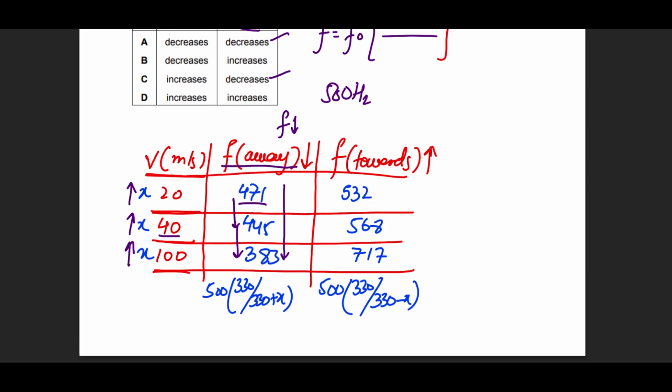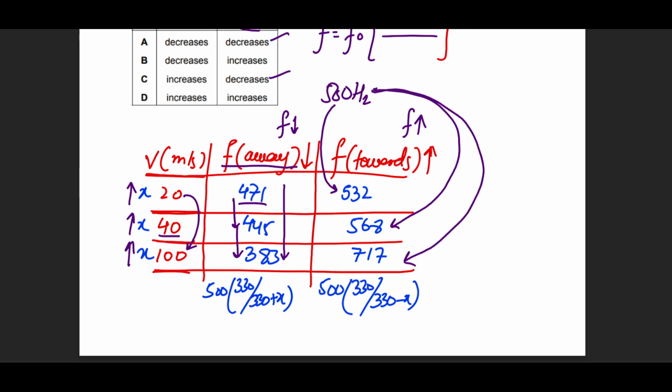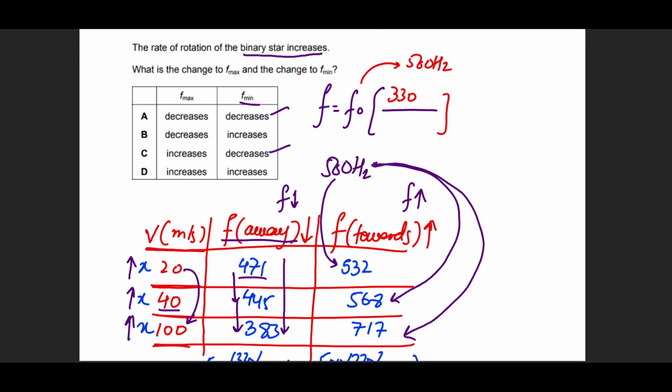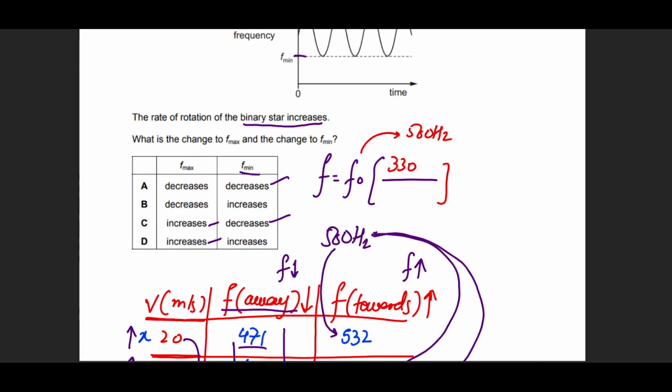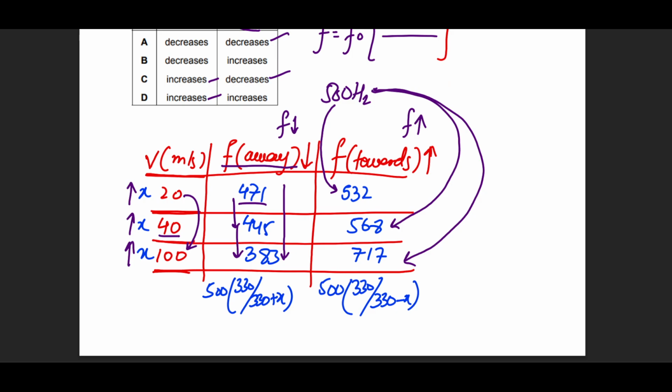And what's happening to the increased frequency when it is moving towards you? First, it increased from 500 to 532, and when you double the speed, it actually goes to 568. And when you have increased the speed to 5 times of 20, the frequency goes up to 717 Hertz. So the frequency is increasing if you increase the speed. If the speed is increased, the change is larger, and that is all down to this mathematics format.